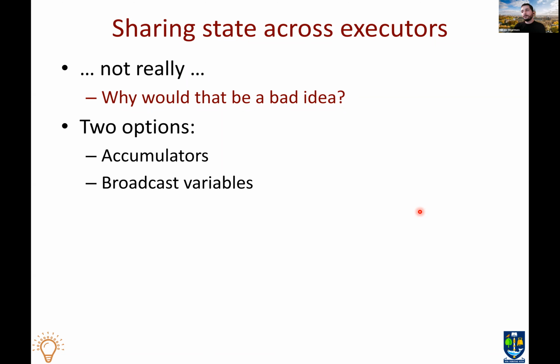So there are two ways through which we can share state. They are called accumulators and broadcast variables. And if you reviewed the MapReduce material, this actually mapped directly to some things we've seen in MapReduce. Accumulators are shared updatable state. Broadcast variables are shared read-only state.